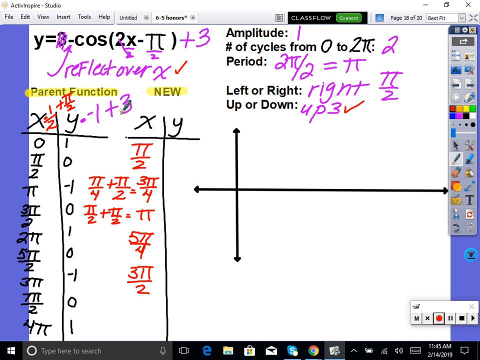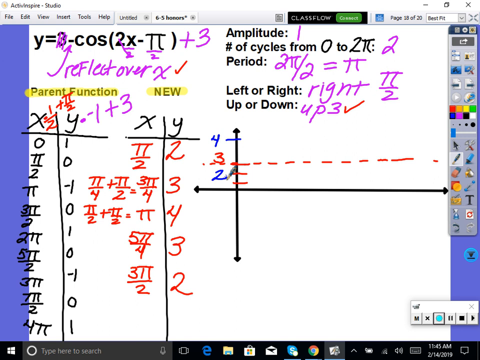1 times -1 plus 3. 0 times -1 plus 3. This will become 4, right? 3, 2. Where's my new midline? So at 3 you would draw your midline. Then I'm going to go up to 4, right? Oh wow, this is not drawn to scale.